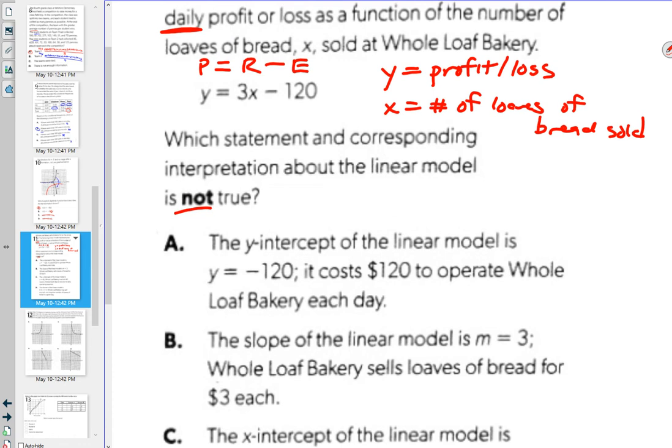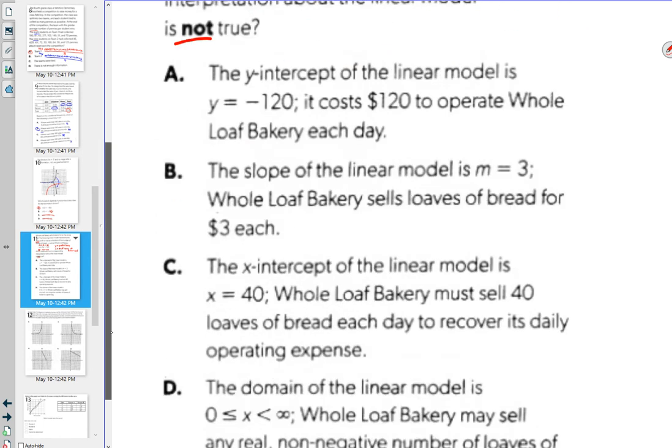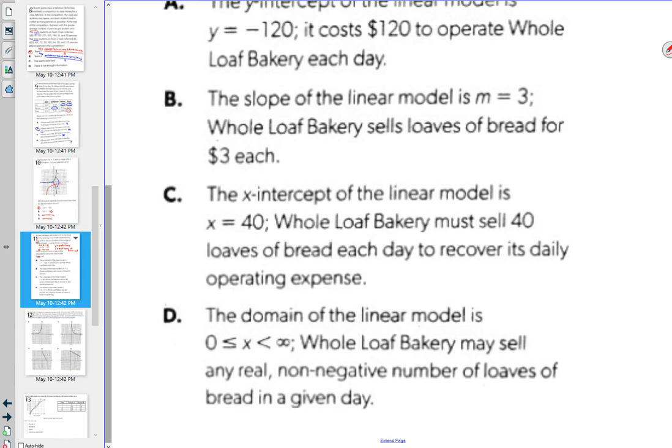So if you were to have zero, at the x-intercept y is 0. If you were not to make money or lose money at the break-even point, x would have to be 40 because 3 times 40 is 120. And that appears to be true. That would be the break-even point, just to recover the daily operating expense. So let's see the last one, D. The domain of the linear model is x is between 0 and infinity. Whole Loaf Bakery may sell any real non-negative number of loaves of bread in a given day. Yeah, this is the key here.